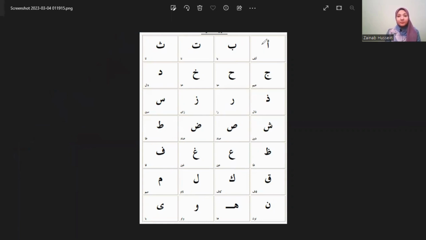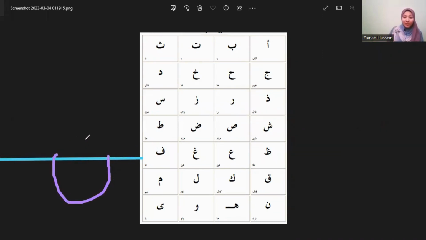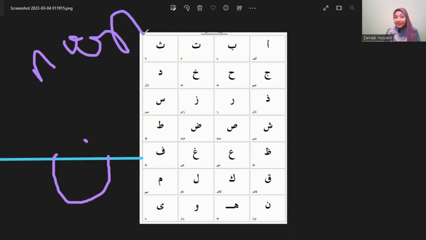Then noon. Noon, yeah, good afternoon. So noon is like a half circle opening its mouth upward, and it has a dot here on the top. N-O-O-N, noon. Remember that the dot is up, not down, because ba has the dot down.